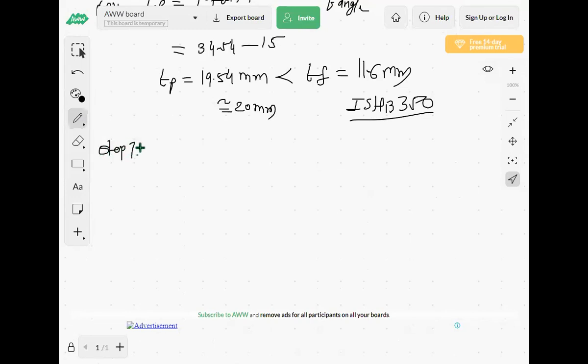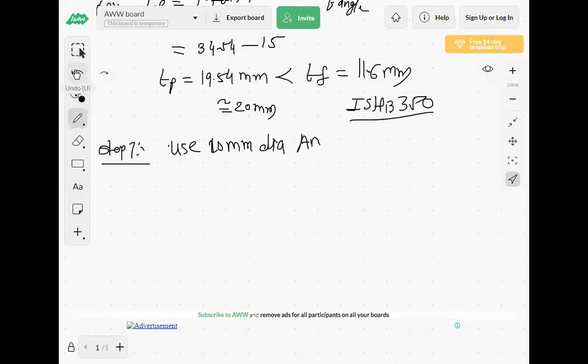Now step number 7. So in step number 7, we have to use the anchor bolts. So here we will use, write down here, use 20 mm diameter anchor bolt.